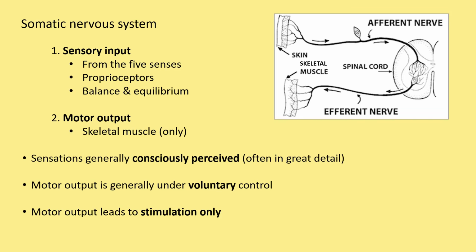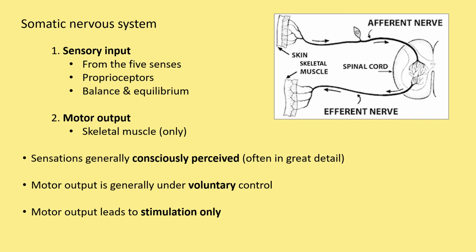And an important contrast with the autonomic nervous system is that motor output can only stimulate the effector. So anytime a somatic motor neuron sends a nerve impulse, that will cause skeletal muscle to be excited, and excited means generates an action potential. So that skeletal muscle, as you know, will contract in response to motor output in the somatic nervous system.